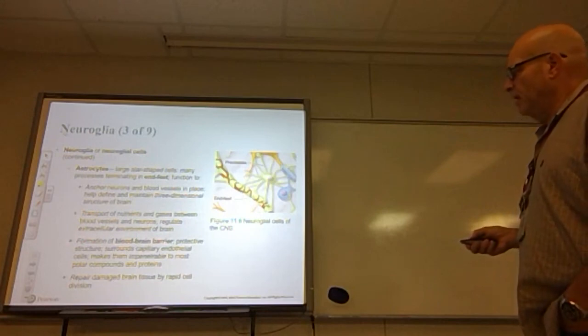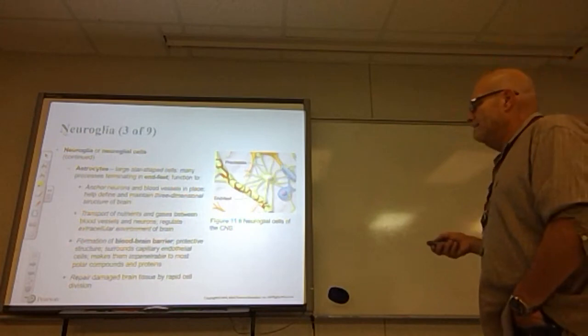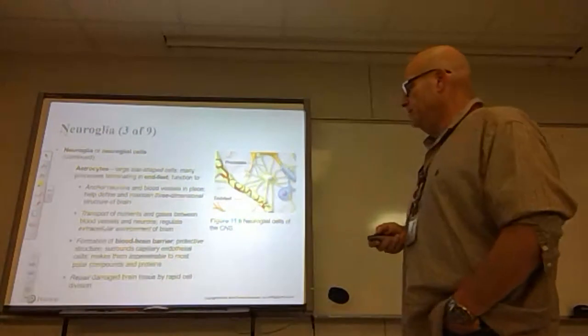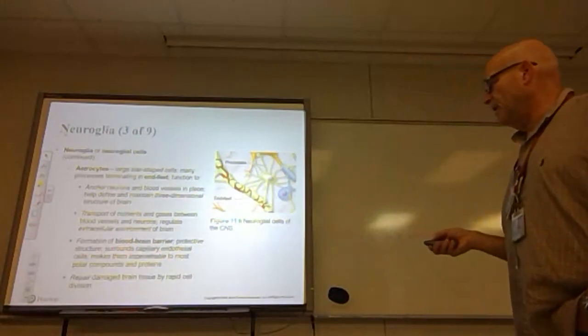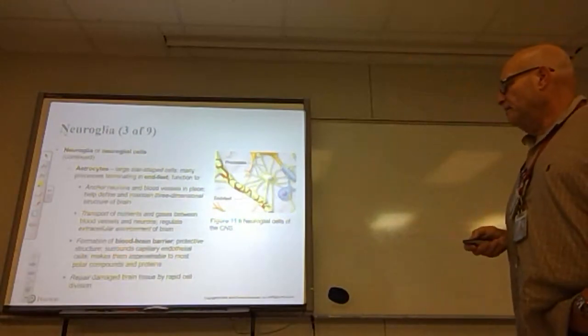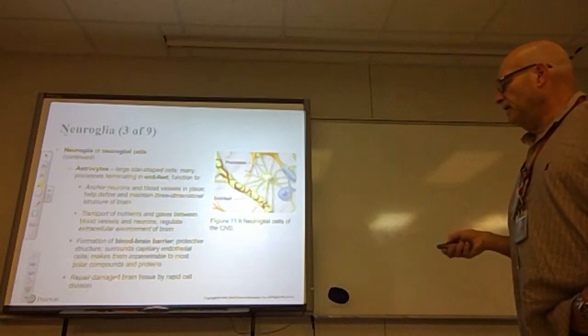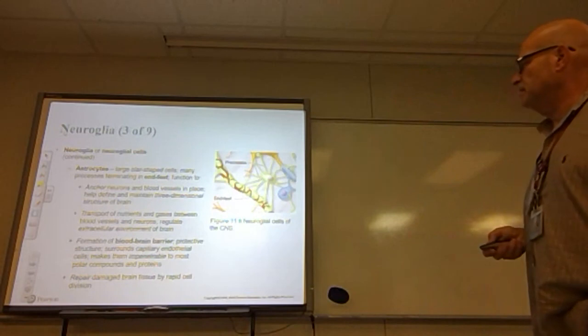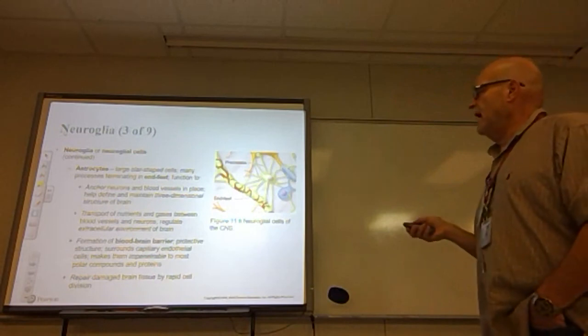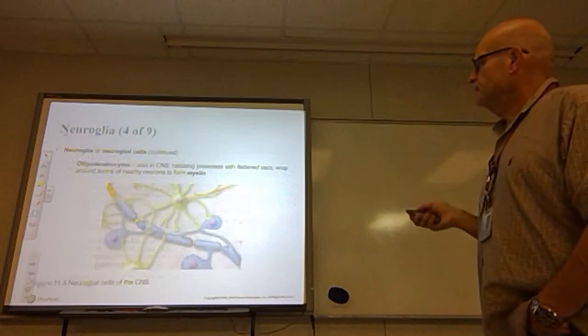They form what is called the blood-brain barrier. It is a protective structure that surrounds capillary endothelial cells, making them impenetrable to most polar compounds and proteins, and they play a role in repairing damaged brain tissue by rapid cell division. So those are the astrocytes.